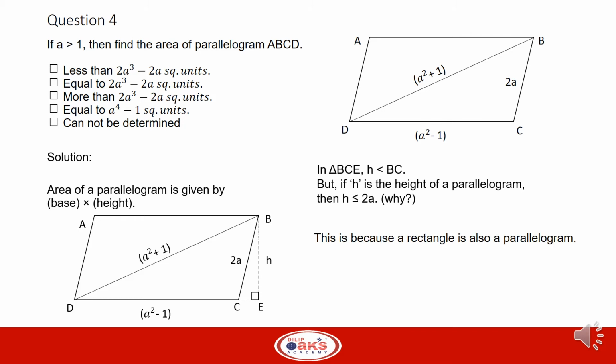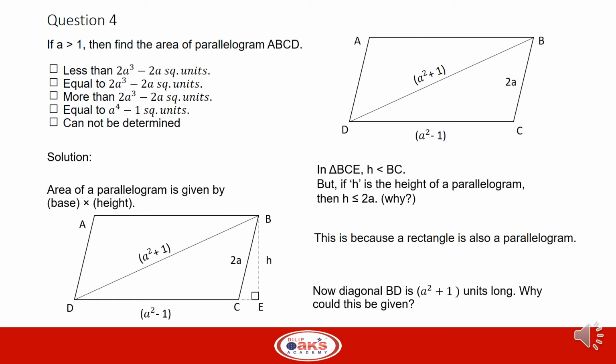Because a rectangle is also a parallelogram. So if ABCD is a rectangle, then side BE will be same as side BC. No separate height will be required and H will be actually 2a. Also, the length of diagonal BD, that is a square plus 1, is given to us. Why could this be given? That needs to be thought over.